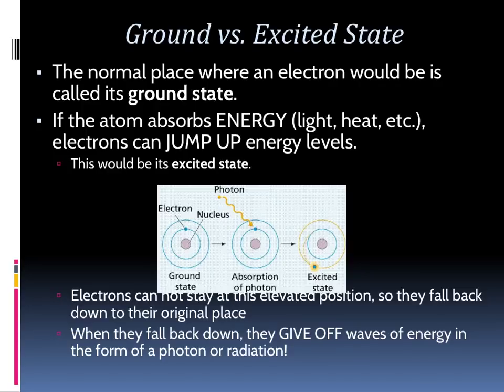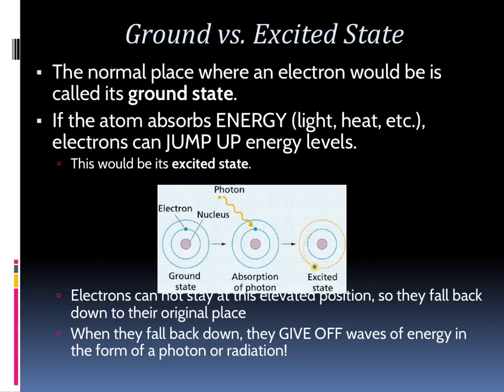Okay. Now, the problem is that just like with gravity, if you jump up in the air on a trampoline, you don't necessarily stay there. That would be rather terrifying if you did, if you like froze in the air and you couldn't figure out how to fall back down. The same thing happens with the electrons. They can't stay at that high energy level. They fall back down.